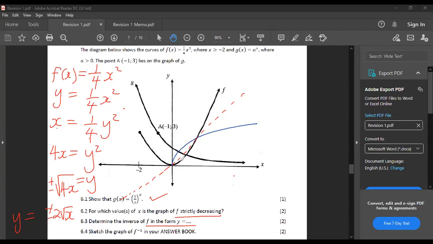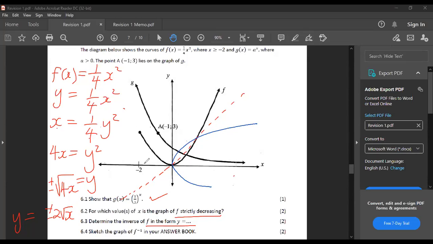This part, look, it's a mirror. Then this part should reflect on the 4th quadrant. Let me just try to perfect it a bit. Right, so it ends somewhere there.